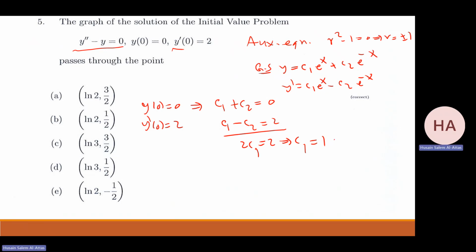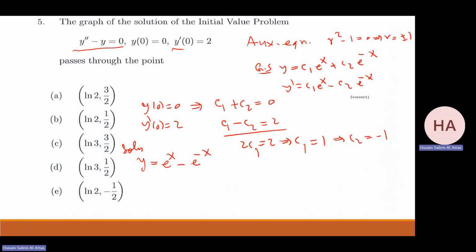If C1 equals 1, what will be C2? Very clear, minus 1. So my solution will be what? e^x minus e^(-x). That will be my solution.